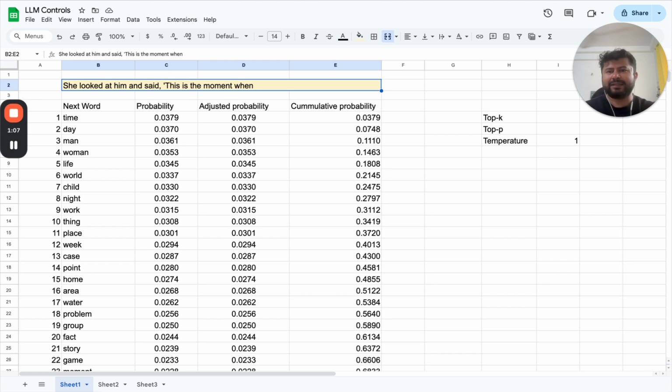So basically, let's say the LLM has written this: "She looked at him and said, 'This is the moment when.'" This is whatever the LLM, be it ChatGPT, Claude, or Gemini, has written so far. They started writing the sentence and have written it up to this point. Now they have to write the next word. So what's going to happen?